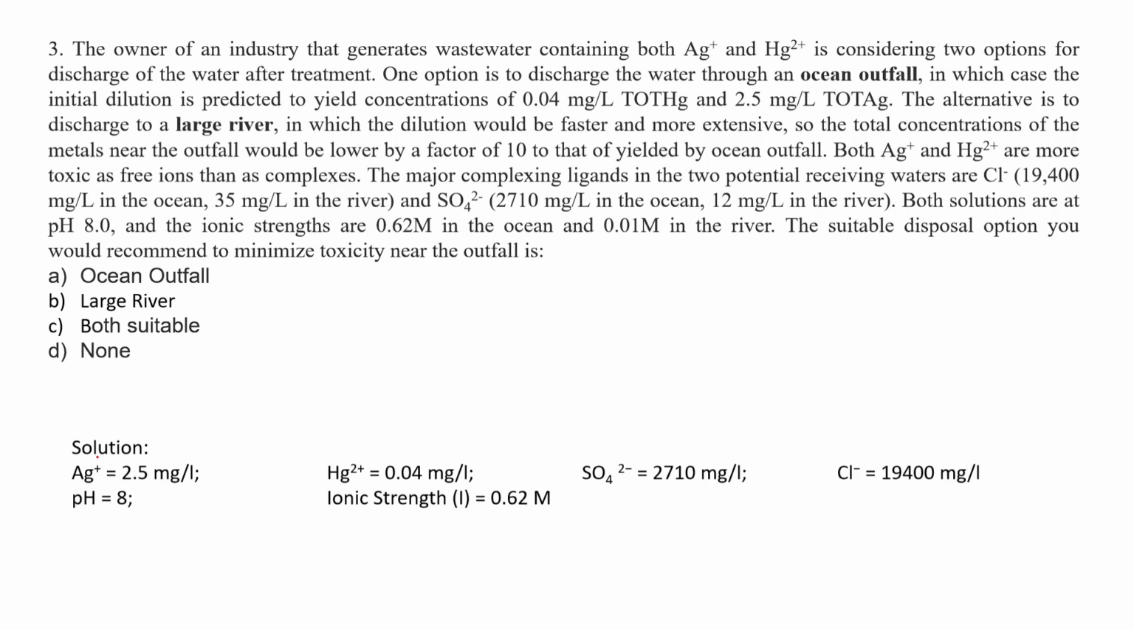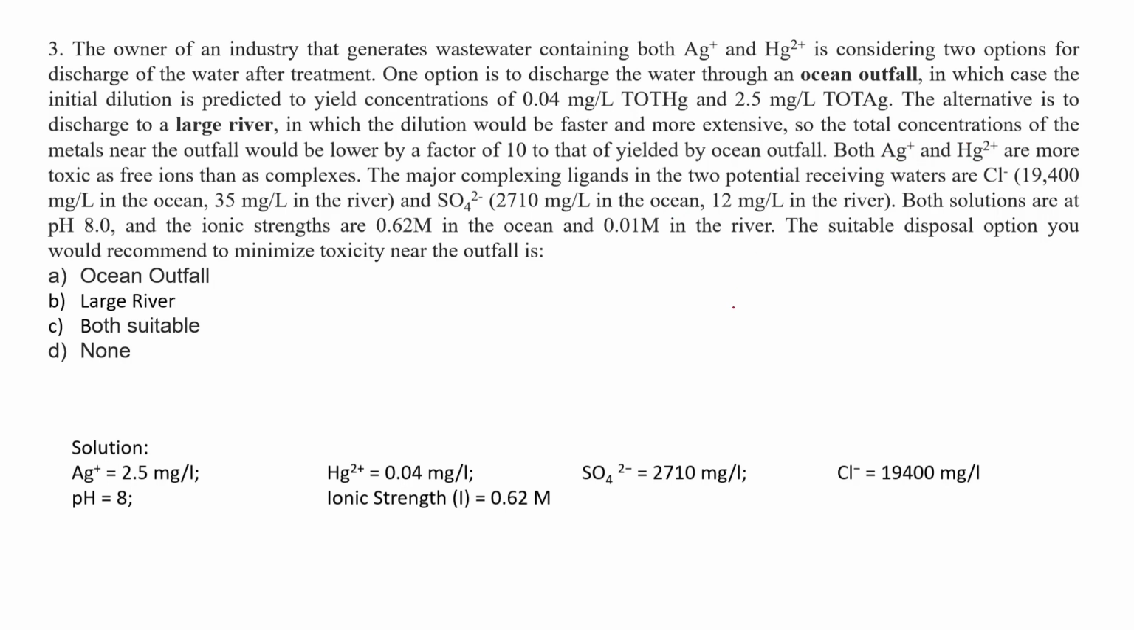And next, we have been given the concentration of chloride and sulfate. We have been given values for pH and ionic strength in both river and ocean system. And we have to find out the most optimum one, which will minimize the toxicity near the outfall. So first we will solve for the ocean outfall, and next we will see for the large river, and see in which we are getting the least concentration of these two metals in the free metal ion form.